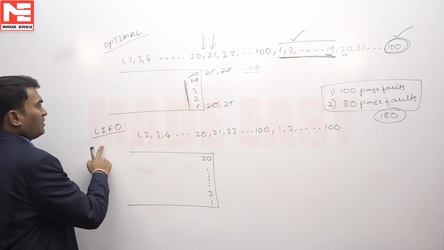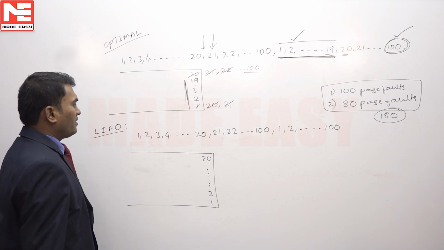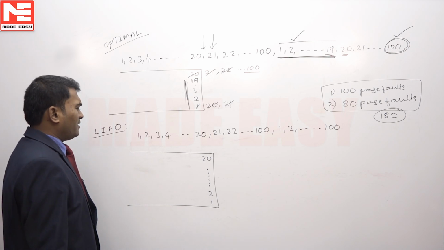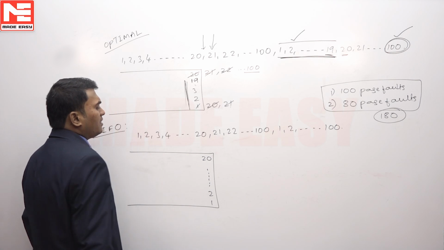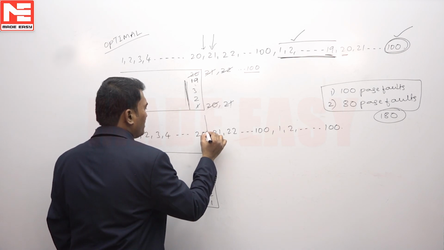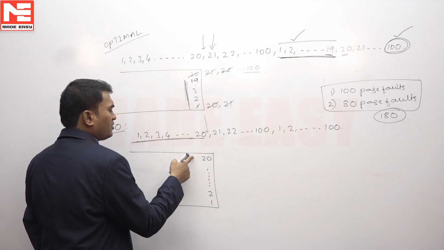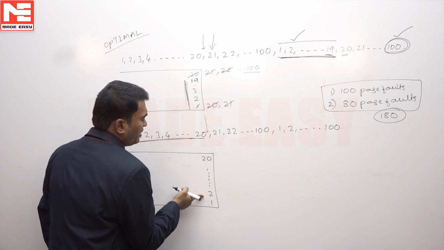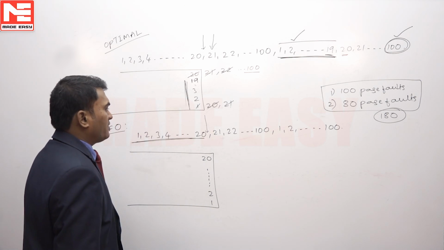Now let's come to last in first out. Now you need to understand here, this is also a little tricky, but it is not very tough, it is very easy. Now 1 to 20, again last in first out. When you are having 1 to 20, all are page faults, this you need to remember. So 1 to 20 are all page faults, we are having 20 frames, and they are in the memory here.